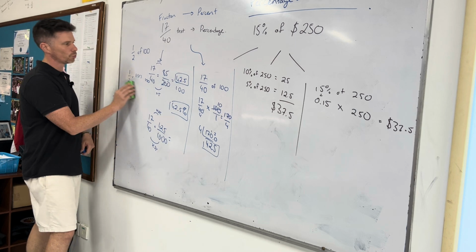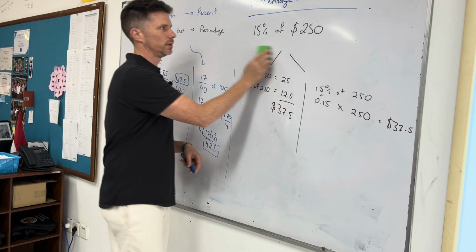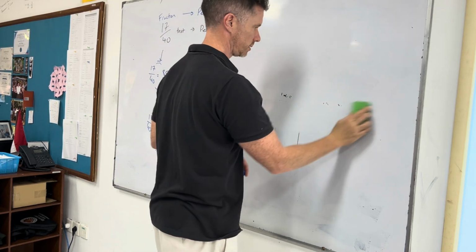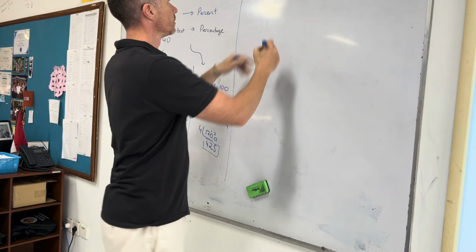Okay, what happens if we don't know what the 100% was? I'm going to ask a question now. Once you have that down.